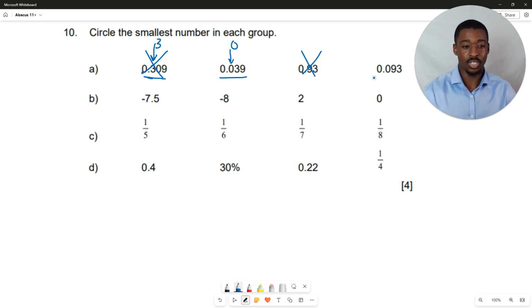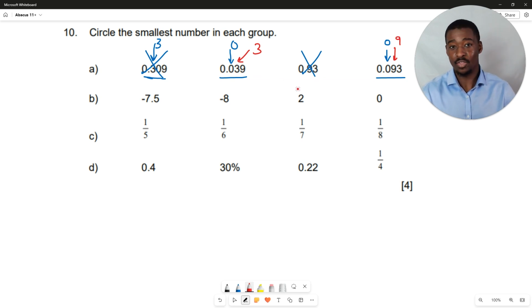So let's move on to this final one. We have 0.093. So here for both of these numbers in our tenths column, we have a 0. So now let's move on to the hundredths column. Here we have a 3, but here we have a 9. Now because 9 is bigger than 3, this number here is going to be bigger than 0.039. And therefore, 0.039 is the smallest number.